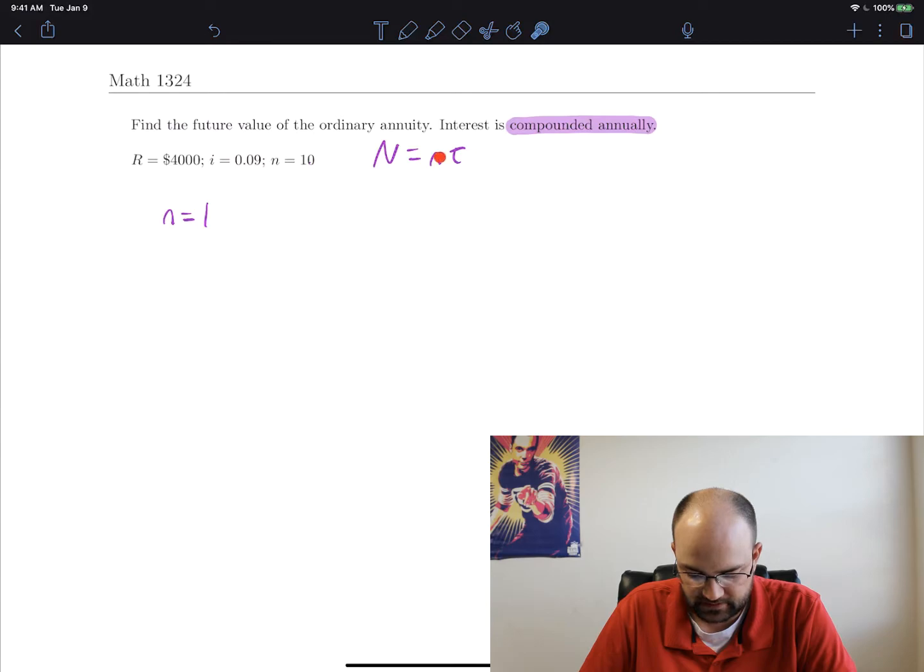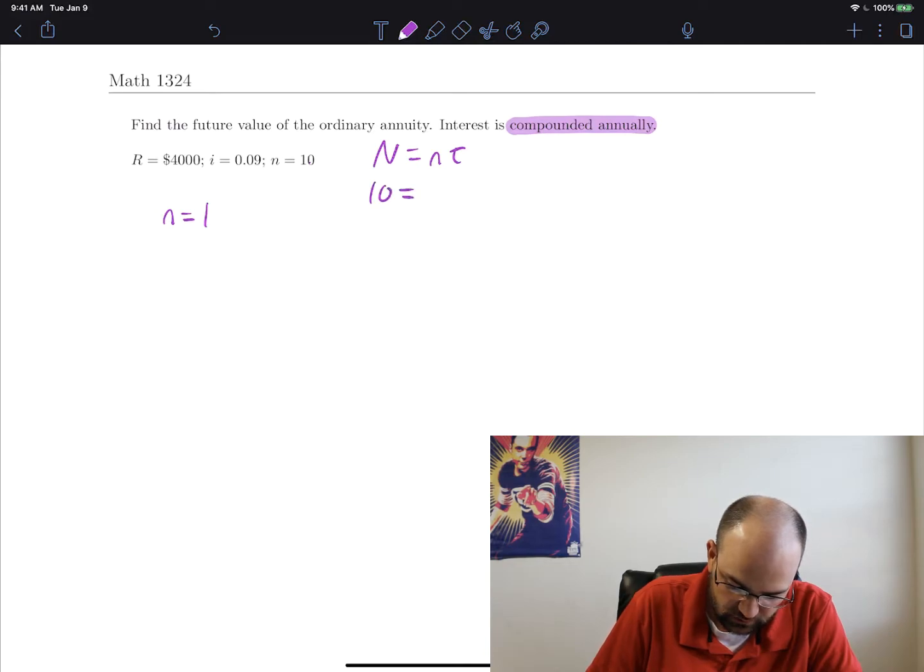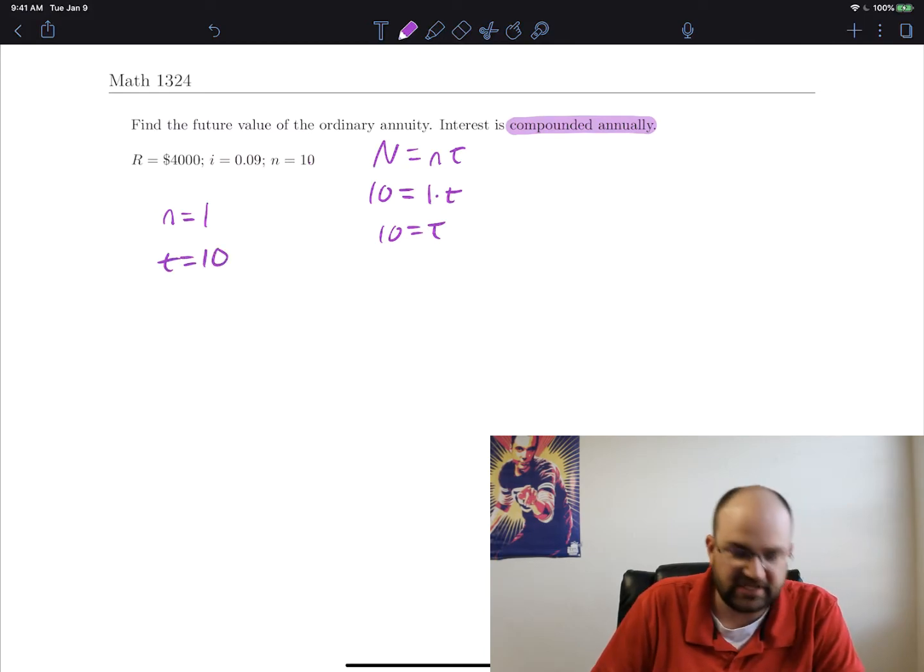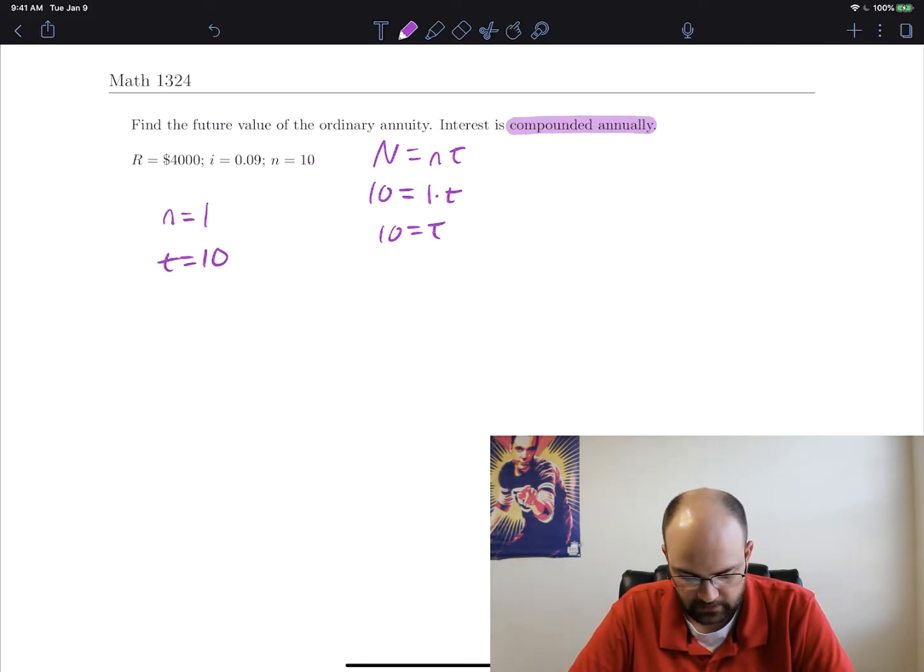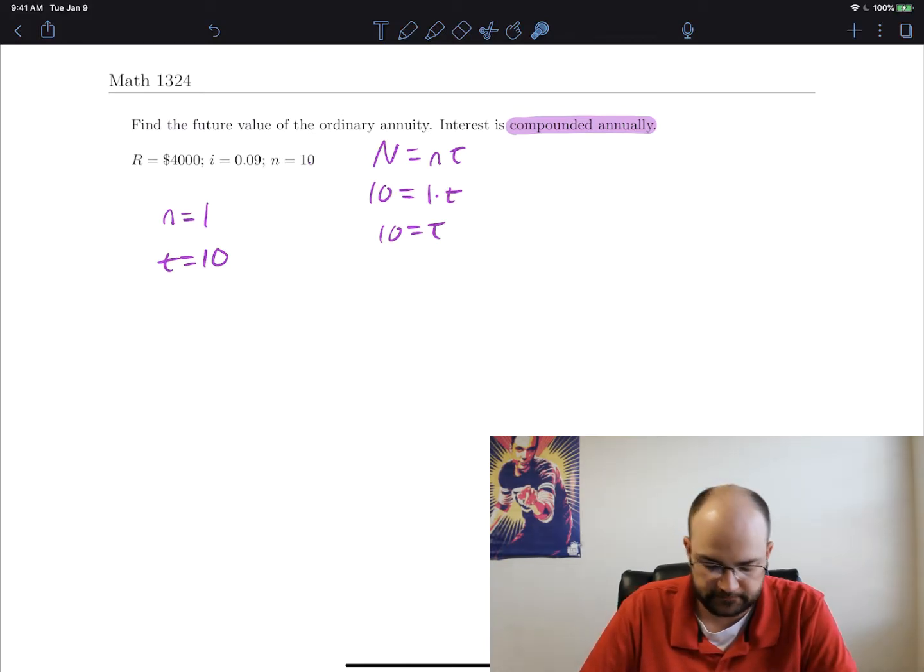And little n is 1, so let's plug that in. It means that 10 is equal to 1 times t. In other words, 10 equals t. So for us, t equals 10. It's a little bit weird and convoluted here, but when we're compounding annually, n is actually the total time. So just be aware of that.